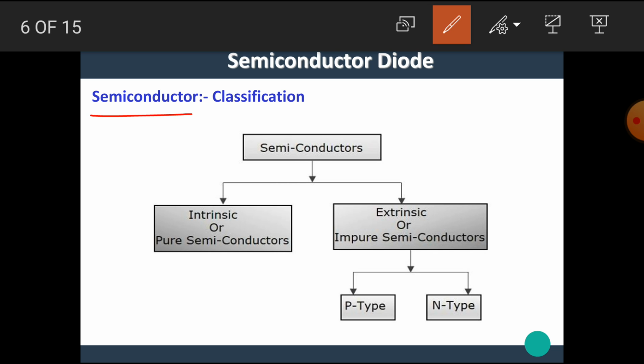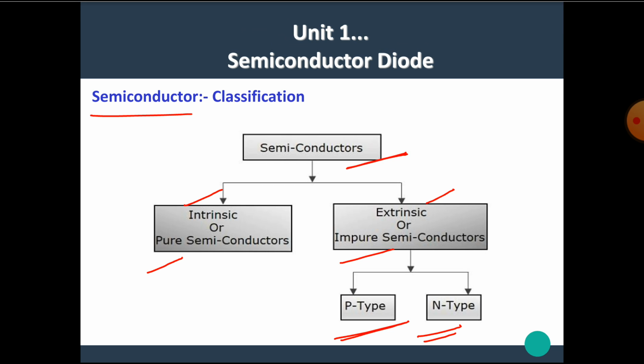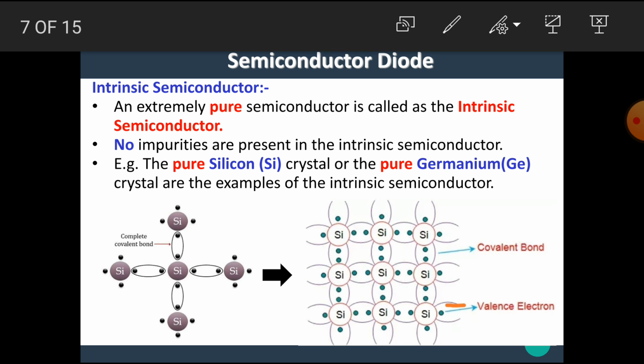Mainly, the semiconductor materials are classified into two types: intrinsic semiconductor or pure semiconductor, and the second one is extrinsic semiconductor or impure semiconductor materials. The impure semiconductor materials or the extrinsic materials are further classified into two types: p-type semiconductor material and n-type semiconductor material. Let's see the description about each type one by one.